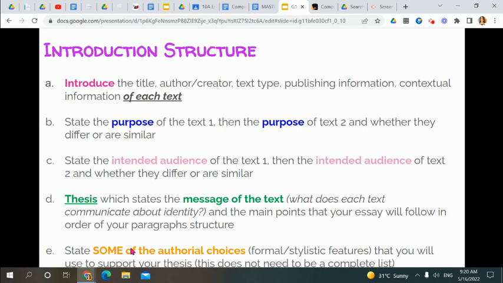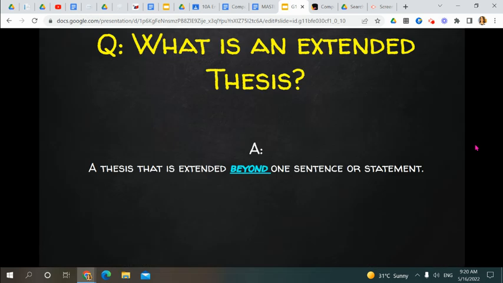So generally, guys, take a screenshot of this. This is your introduction structure, okay? And these are the points that I'll be looking for. So now that you've seen that, let's break it down into what is an extended thesis firstly.